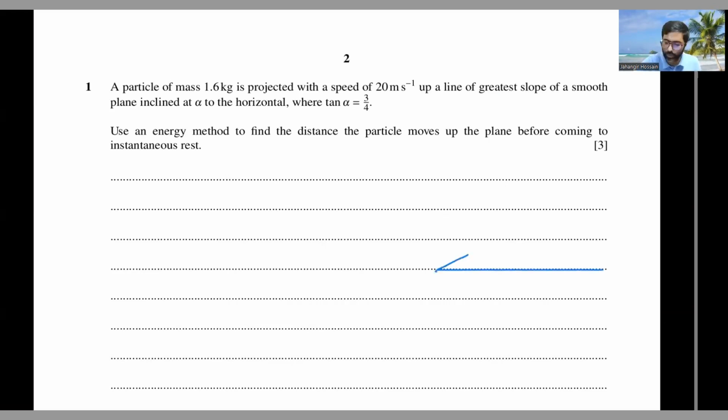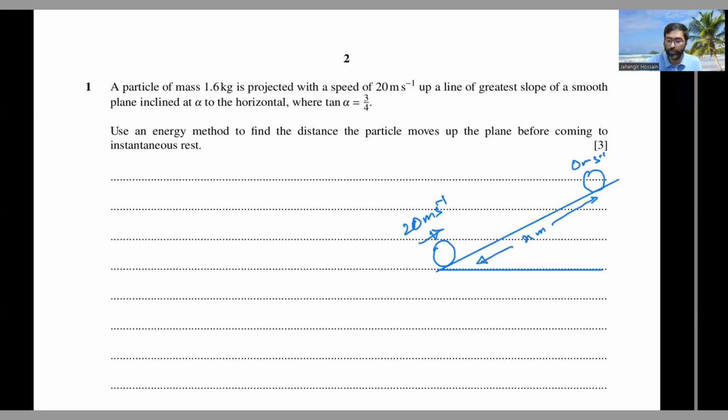The inclined plane, and we have projected the particle with a speed of 20 centimeters per second up the plane. You have to find, let's say it travels a distance of x meters before coming to instantaneous rest. So here the distance is x meters. So what is happening here?